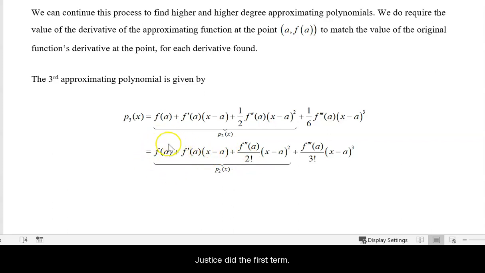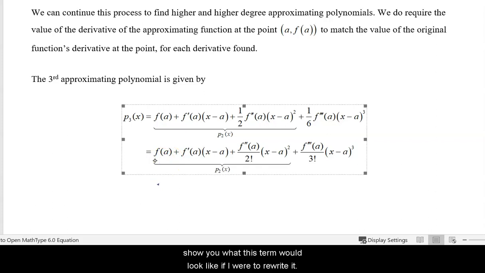Does this fit the first term? It will fit the first term if we consider the zeroth derivative to be the function itself. In other words, for the zeroth derivative, you haven't actually done the derivative. Since 0 factorial is defined to be 1, and since x minus a to the 0th power is also 1, this pattern fits.